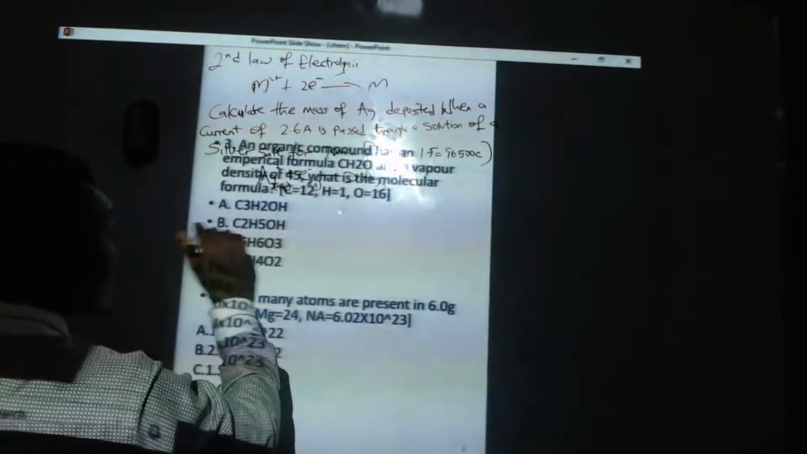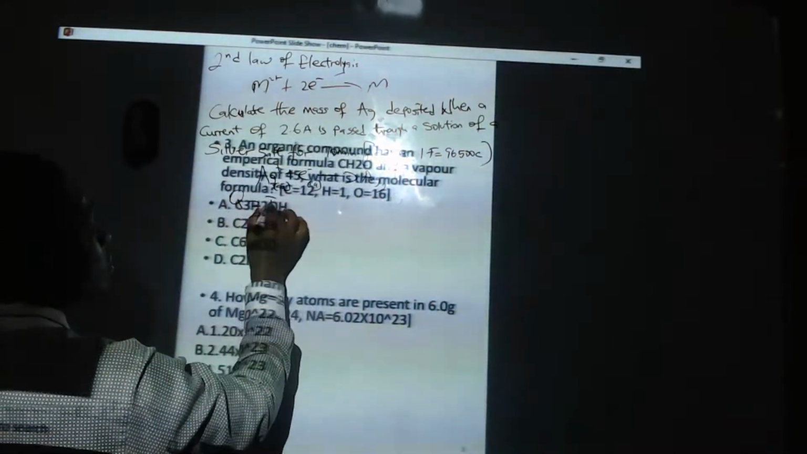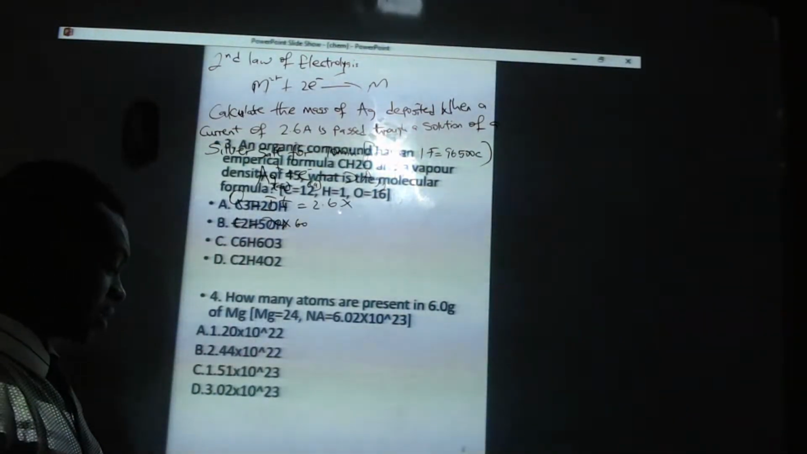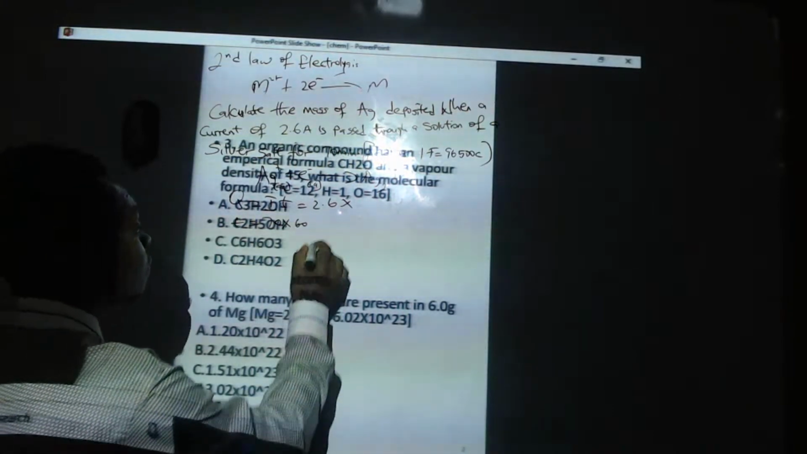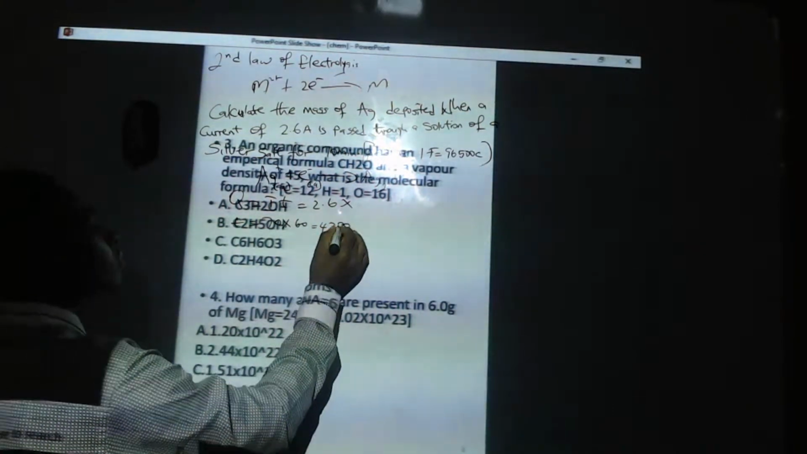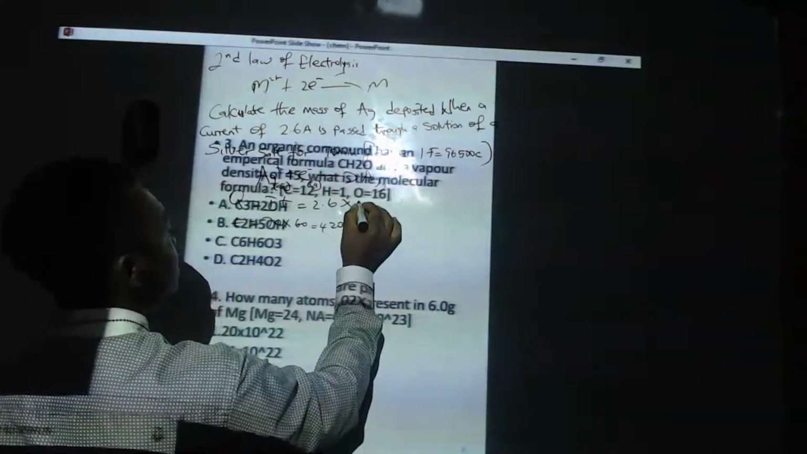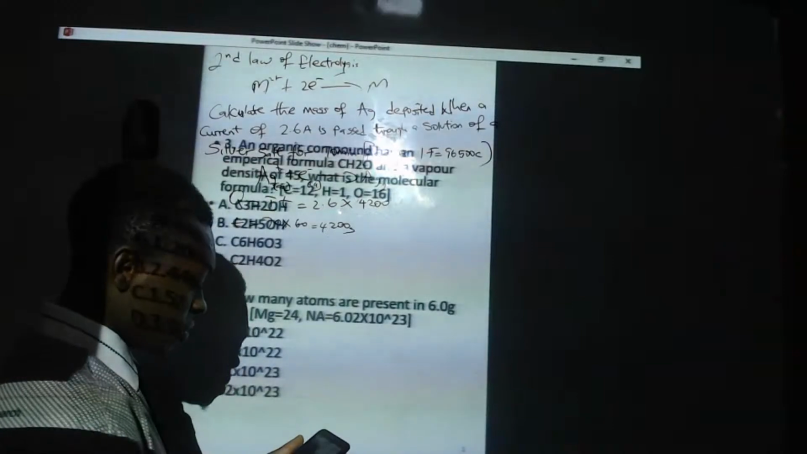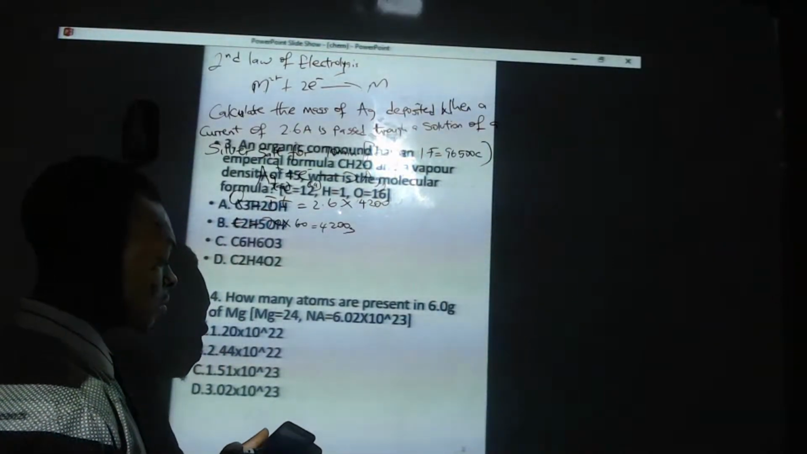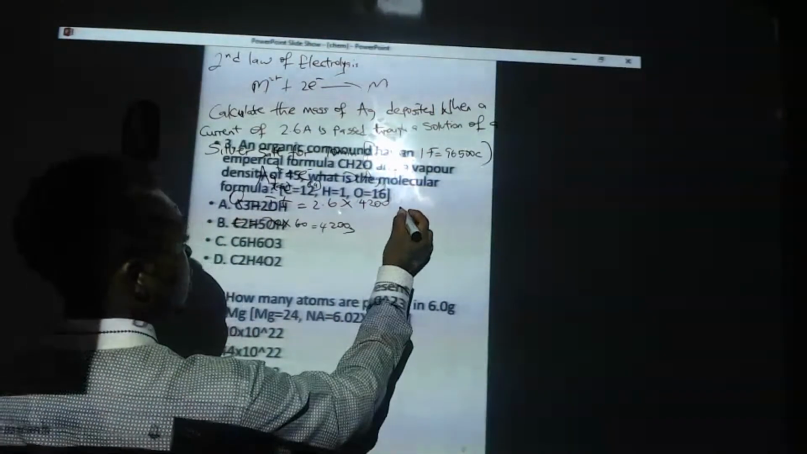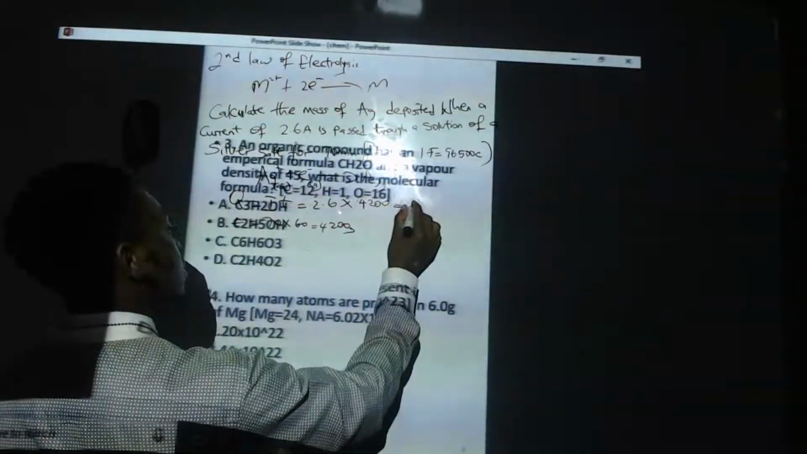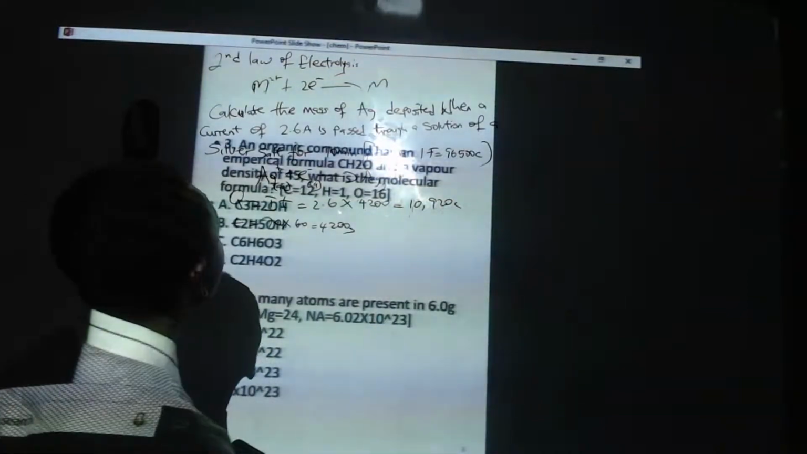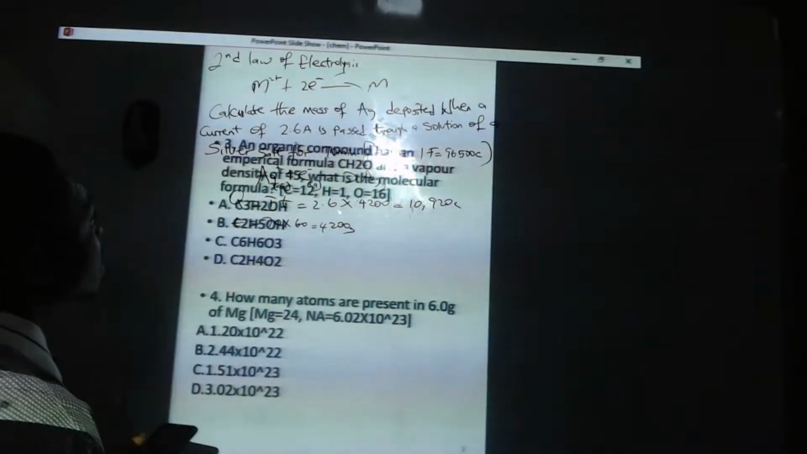So this implies that we have to find the quantity first. Remember, your quantity is equal to IT. So when you convert this, 70 times 60 gives you 4200 seconds. So this is going to be 2.6 times 4200, which gives you 10,920 coulombs.